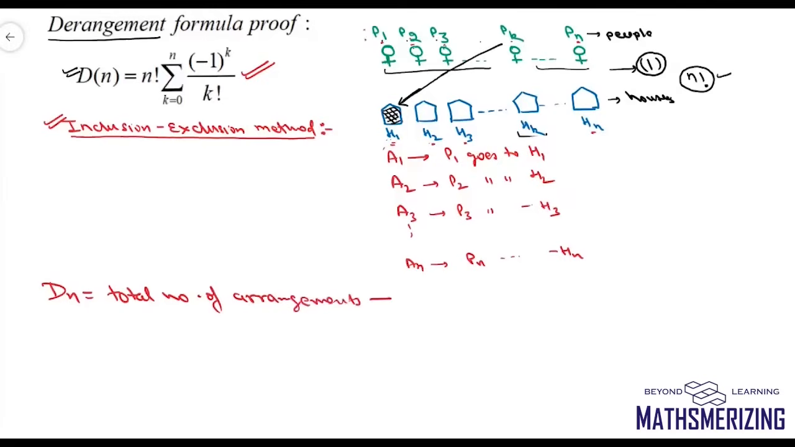and from all these arrangements I'll subtract all those cases where at least one of the persons goes to his or her own house. That is, I need to subtract all those cases where at least one of P1, P2, P3 or Pn goes to his assigned place. So I need to find the number of cases when at least one of A1, A2, A3 and An has occurred. The total number of arrangements: we have n houses and n people, so these n people can be arranged in n houses in factorial n ways. So there will be factorial n and then minus.